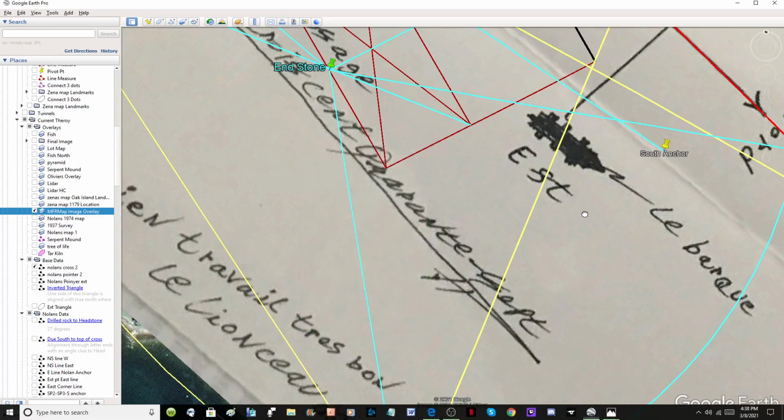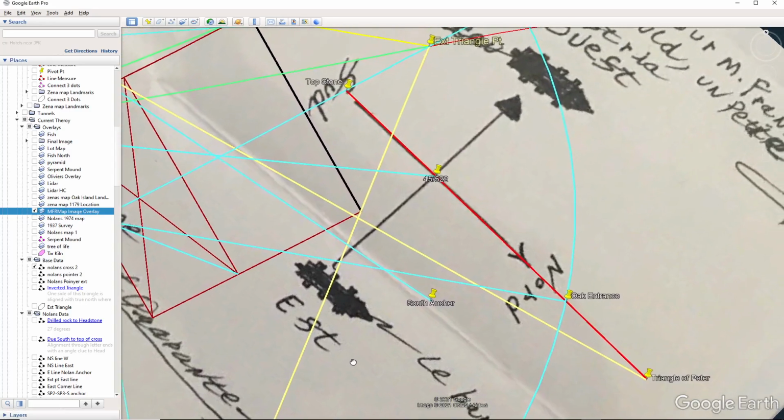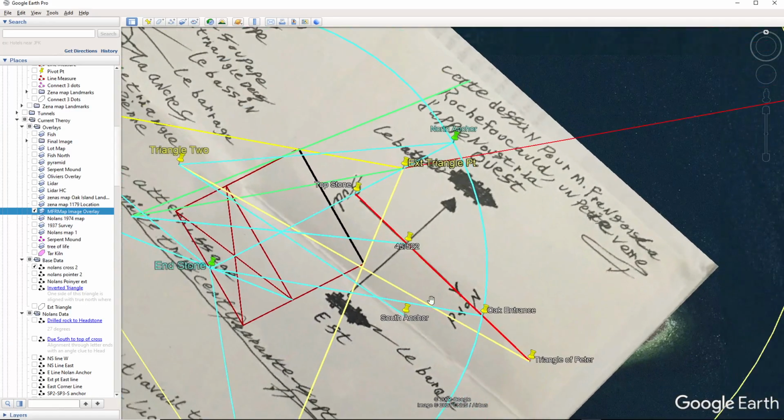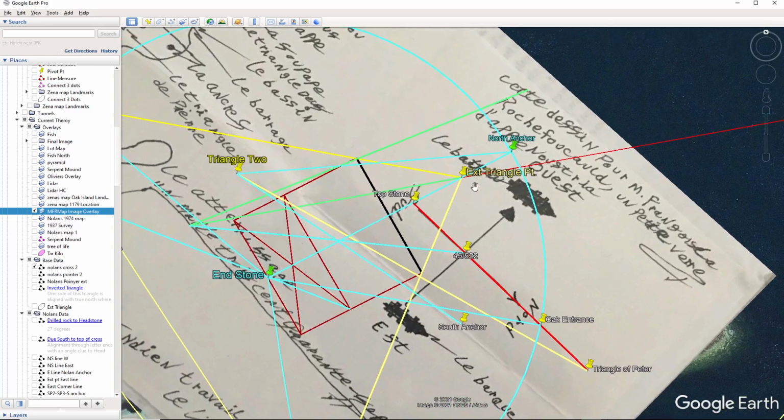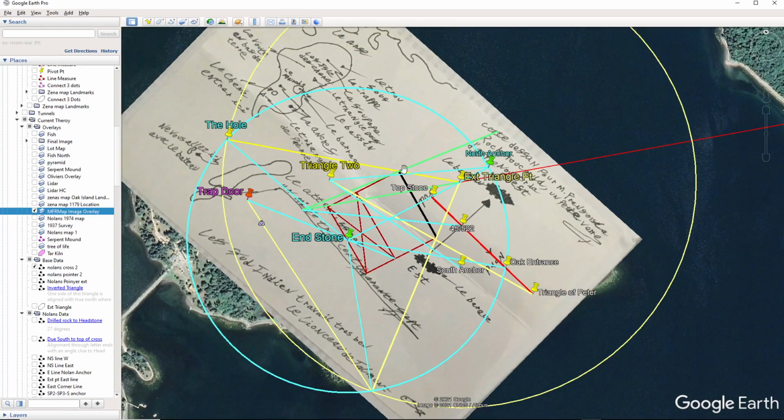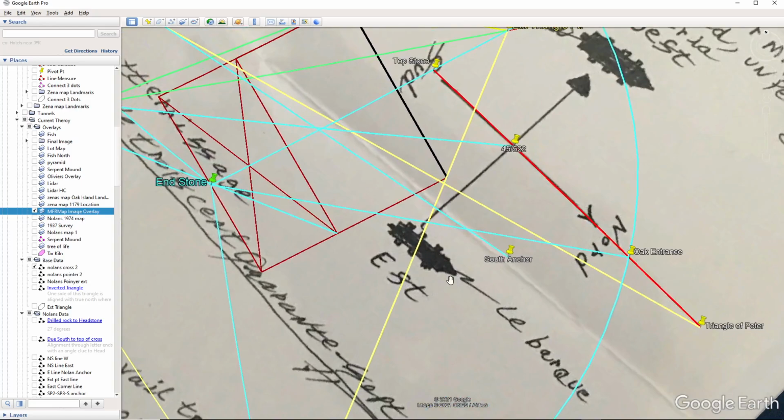I also want to show you that the two boats here could represent the scales. The Batao, the large boat, could represent this yellow, the larger scale, and the Barcoo represents the smaller scale.